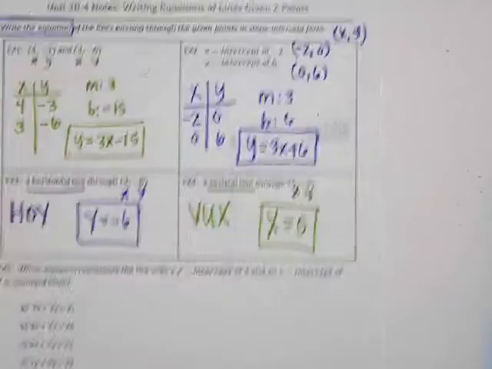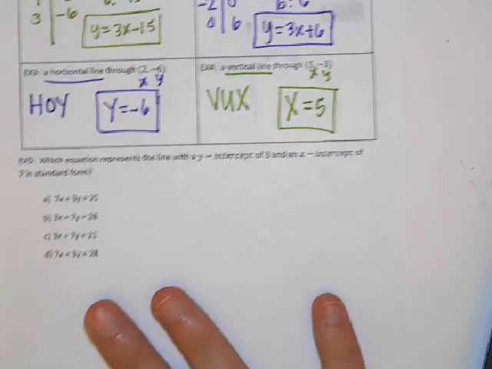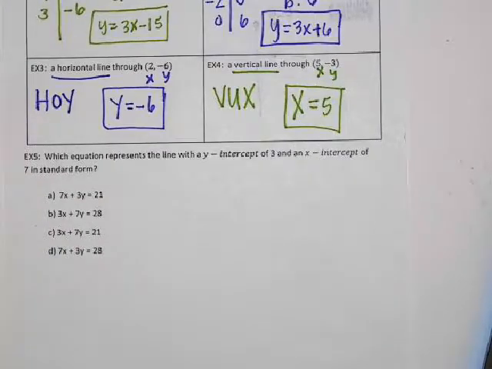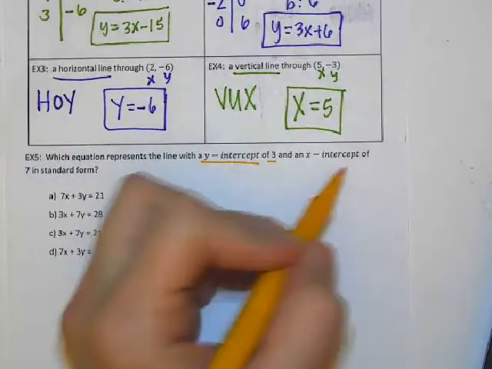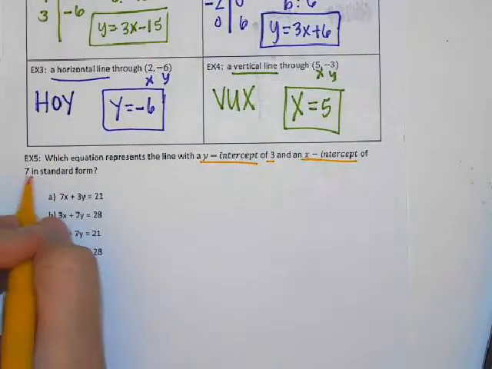Okay, look at example 5 with me. All right, now I'm going to talk a lot on example 5, so make sure you're paying attention. Okay, stay with me. Example 5 says, which equation represents the line with a y-intercept of 3 and an x-intercept of 7?